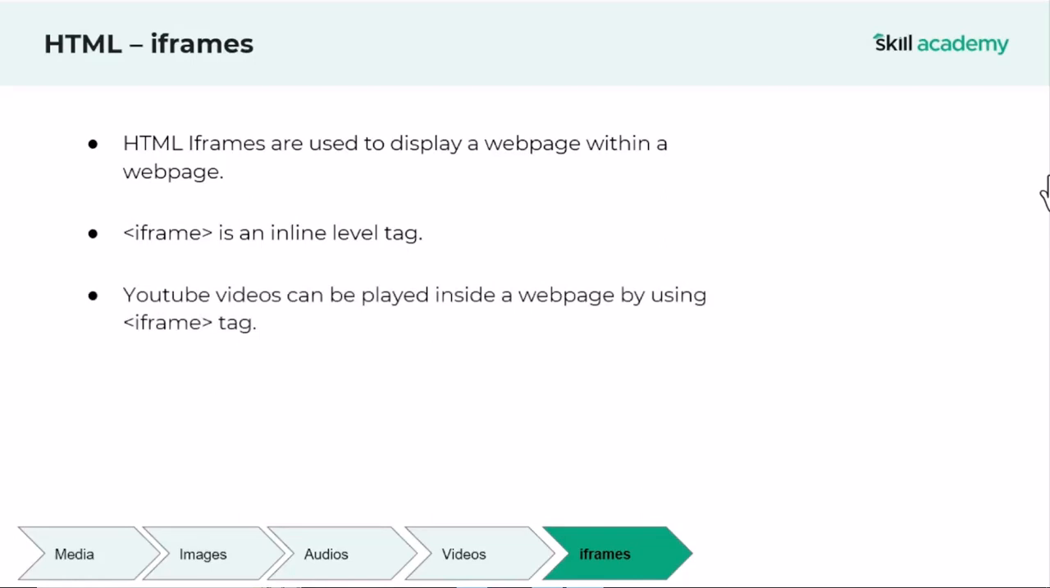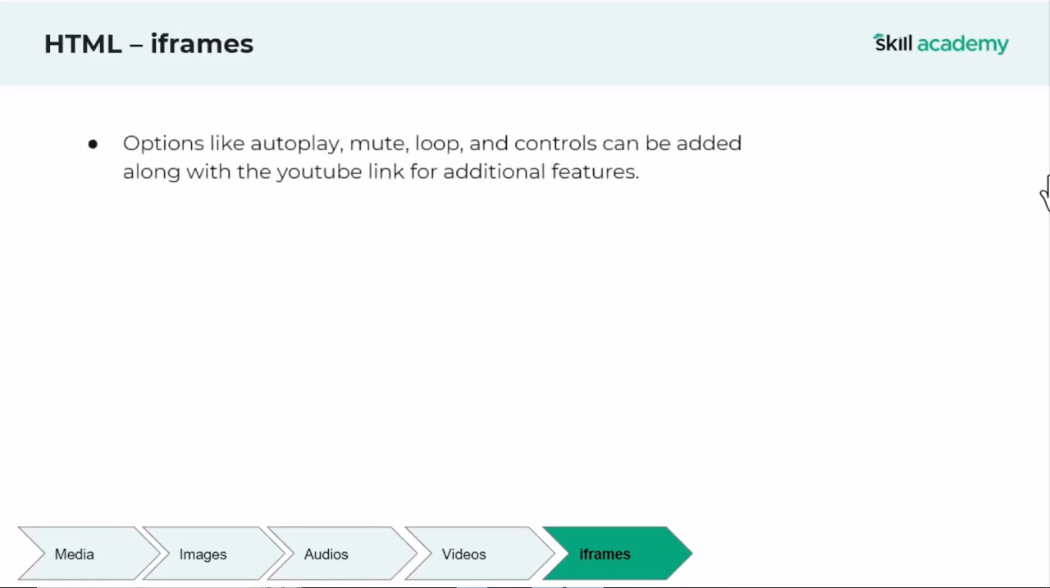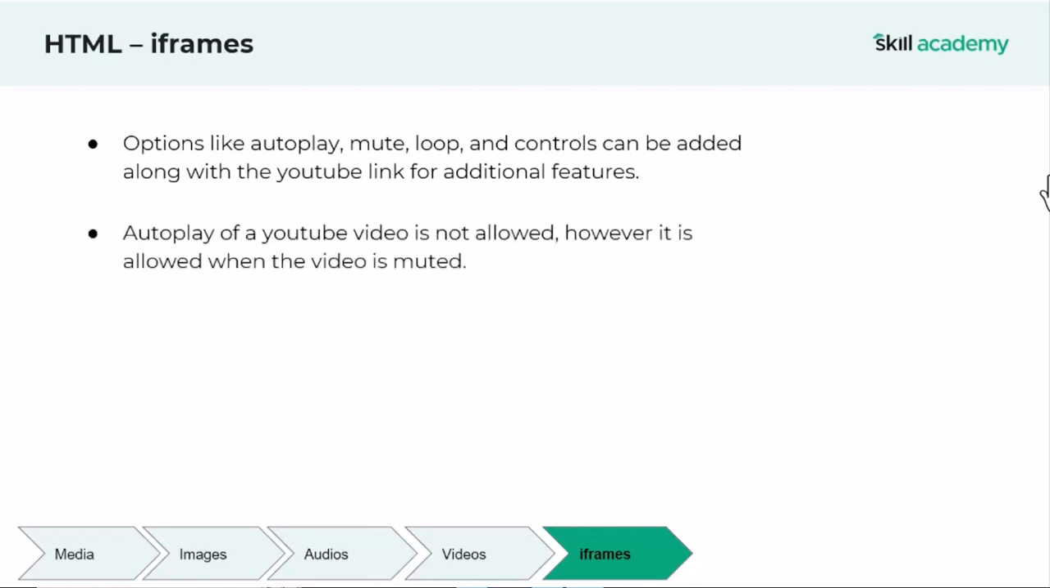YouTube videos can be played inside a web page by using the iframe tag, and this is going to be the syntax of using iframe. Now the best part of iframe is you don't need to write this code. Practically, I'll show you. YouTube automatically provides you a suggestion of using this iframe media element. So options like autoplay, mute, loop and controls can be added along with the YouTube link for additional features.